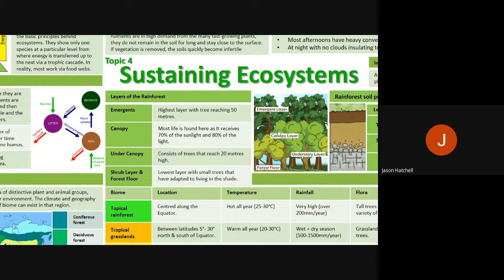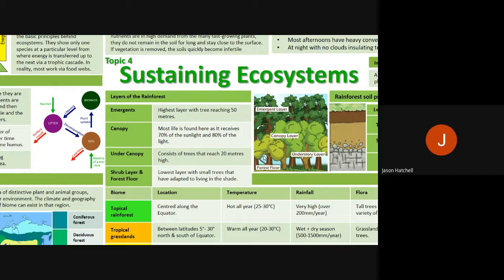Underneath the emergent layer, we've got the canopy. Now, this is the main layer where most of the trees grow to, okay? And here, the trees receive about 70% of the sunlight and 80% of total light. So these receive most of the light from the sky, from solar radiation, and that allows them to grow to this height. However, in the under canopy, which is just under the main canopy layer, we have trees that get up to about 20 meters high. They receive less than 50% of the total light, and therefore they don't grow as tall.